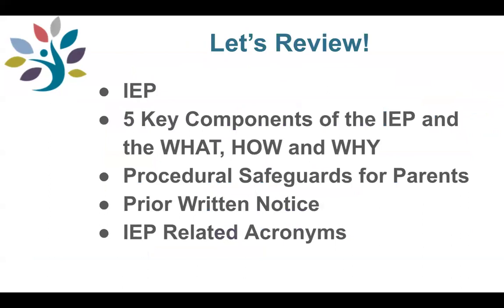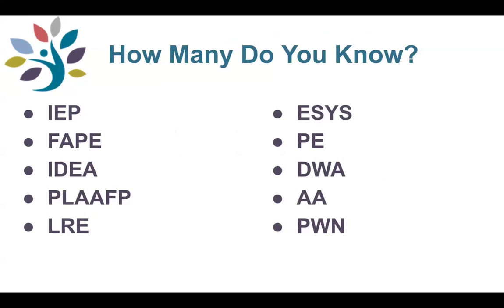So let's review. I hope that this has given you a better understanding of the following sections that are part of an IEP and the IEP related terms. The IEP, the 5 components, or the how and the why and the what we do when we build the IEP, the procedural safeguards, the prior written notice and why it's required, and then we have the IEP related acronyms. I've talked about many of these throughout this presentation, but I will review them once again.